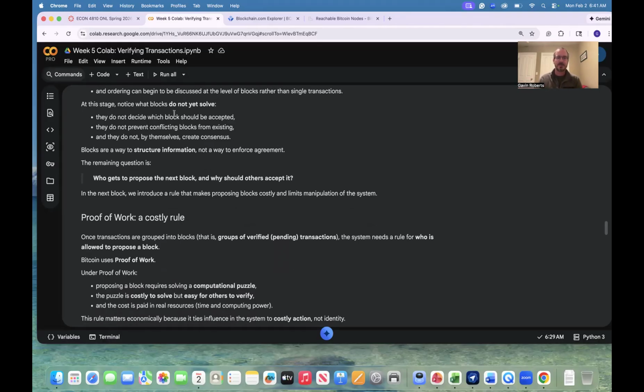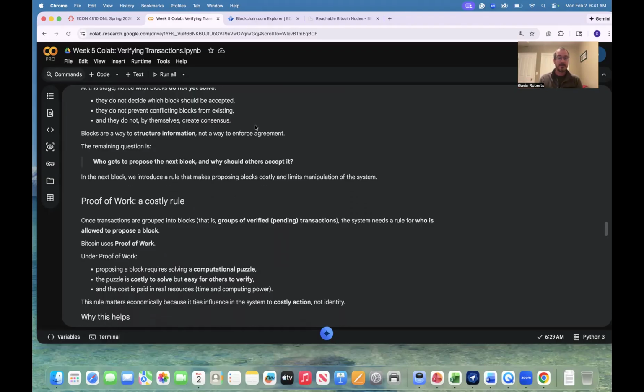At this stage, notice what blocks do not yet solve, though. They do not decide which block should be accepted, because what if there are different blocks floating around and those have inconsistent, verified transactions on them? Maybe one of those blocks has my coin going to Sarah, a different block has it going to Alice. If both of those blocks are mined and put into the shared history, that's an issue because we've allowed double spending on our shared history. That does not work with what we're trying to get, which is our anonymous bearer asset, the coin, because now two coins have been created out of one in that shared history. That's obviously an issue.